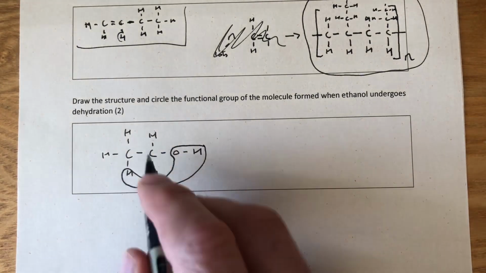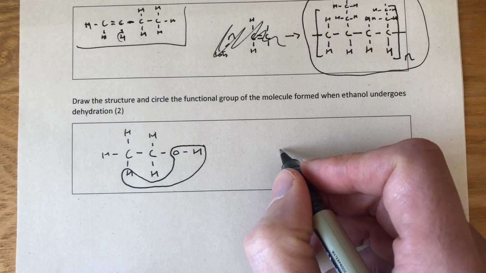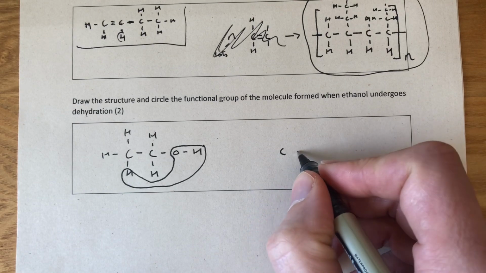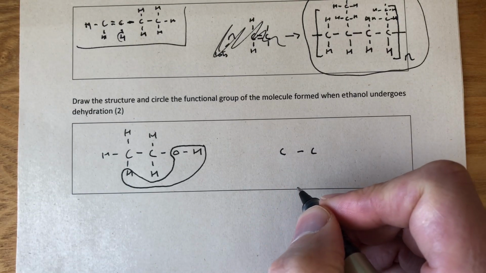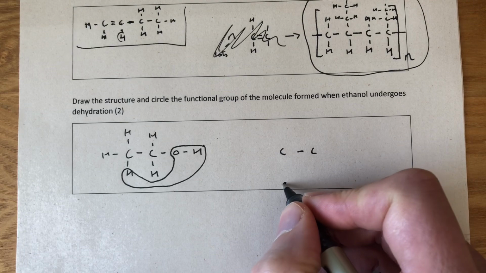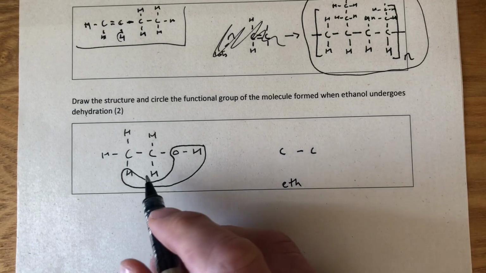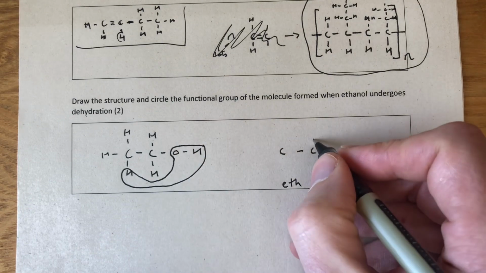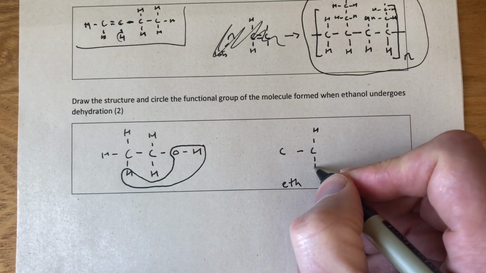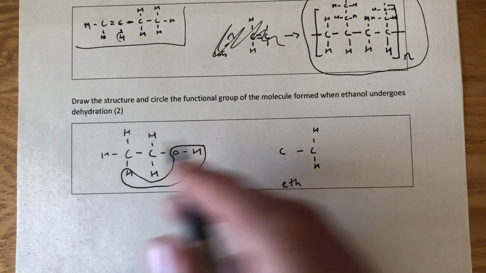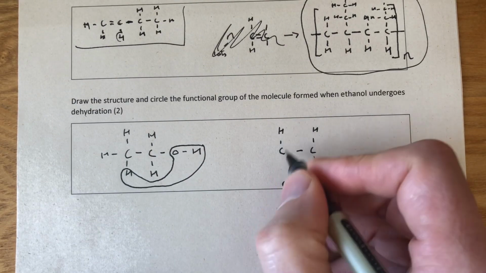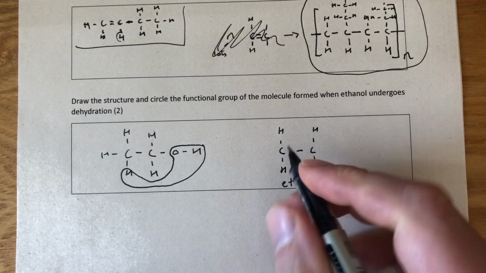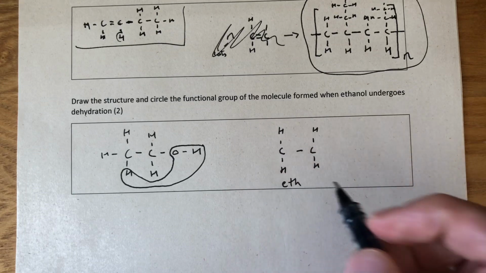So let's redraw this over here now, but without those 2 hydrogens and the oxygen. So still 2 carbons. Okay, so the name of this is going to be eth something. And there's 2 hydrogens around this carbon, so let's put those on there. And there's 2 hydrogens around that carbon, so let's put those on there. And that is the number of carbons and hydrogens present.